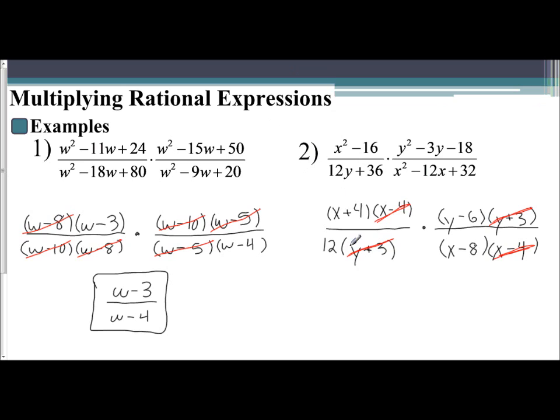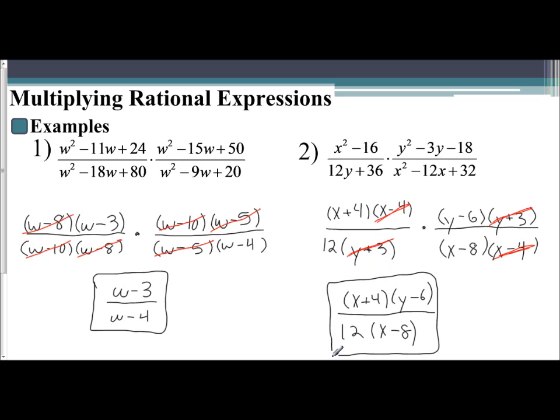So what remains? This x plus 4, this y minus 6 in the top. On the bottom, I have a 12 and an x minus 8. And that is the completely simplified rational expression after multiplying those two rational expressions together. So the key is make sure all the numerators and denominators are factored completely, and then cross out any common factors you have at the top and the bottom to simplify.